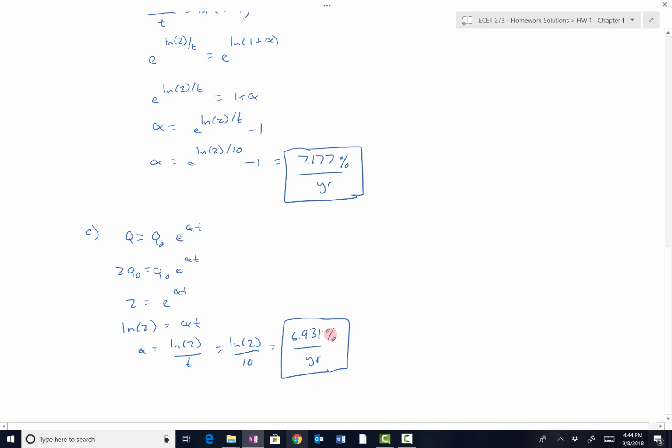So for it to double in the same amount of time, of course, the growth rate would have to be smaller since continuous exponential is a faster growth model. So that is problem 11.